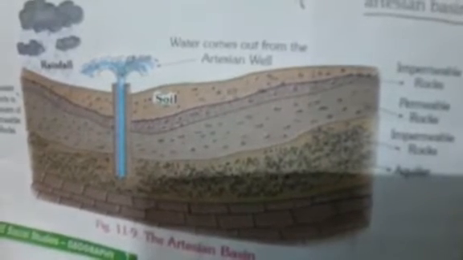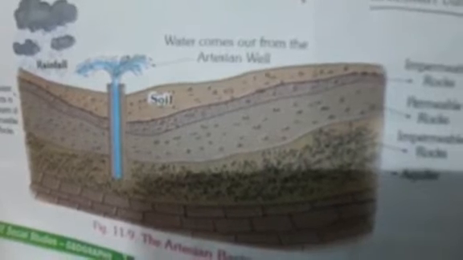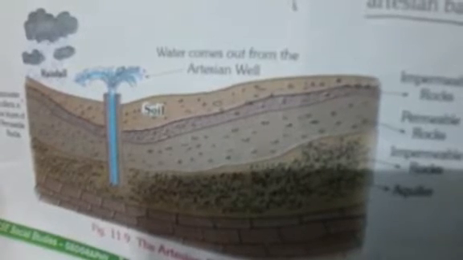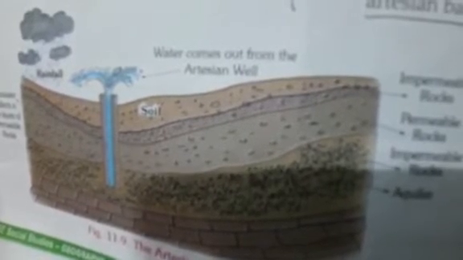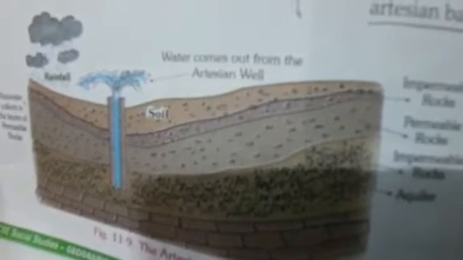Impermeable means the water cannot percolate through it, and permeable means water can percolate through it. So you see, and the rainfall sign is also there.